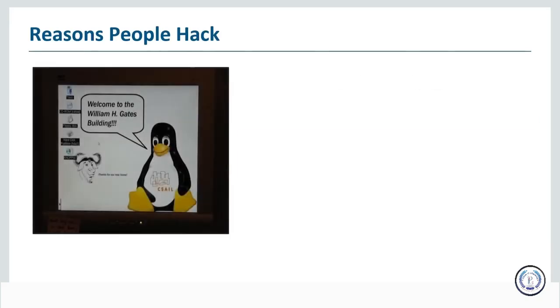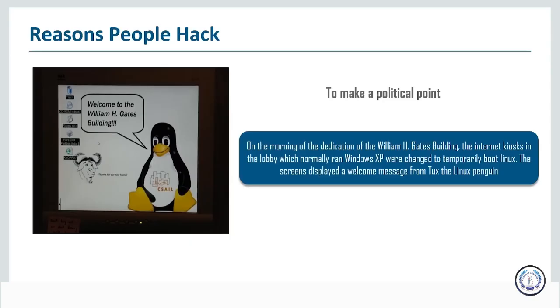Now, sometimes you might want to hack just to prove a political point, or any point for that matter. In this case, Bill Gates had donated some money to MIT, which allowed them to have a new building. And he was coming to MIT to visit and give a talk about Microsoft Windows and its systems. And as you can see, the Windows systems that were installed in the entryway at the building were hacked to be running Linux instead. And you can see here that Tux the Penguin is saying, "Welcome to the William H. Gates building."